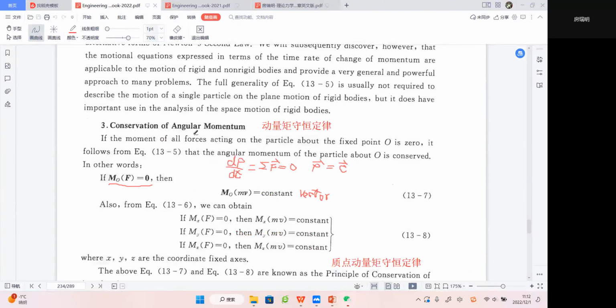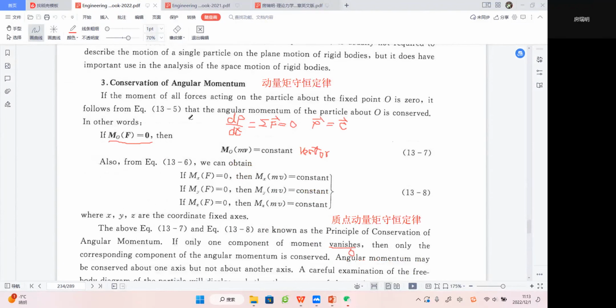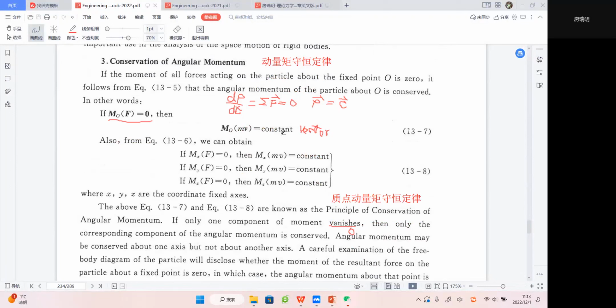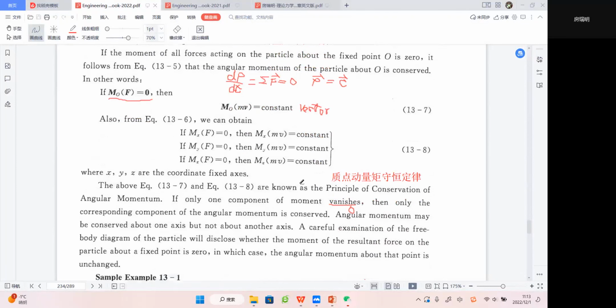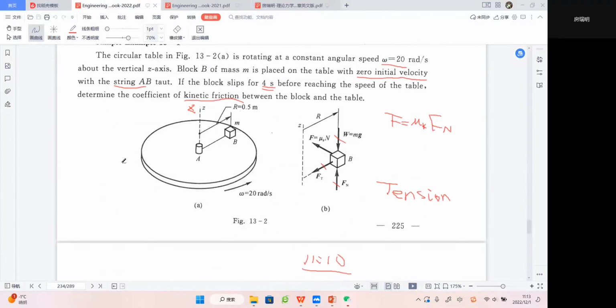The third one, the final of the first section, we talk about the conservation of angular momentum. I think this part is very easy to understand. It's just from the mathematical knowledge points. So if this one equals 0, then dp dt equals 0. The same is MOMV equals 0. So we have the so-called principle of conservation of angular momentum. And then we have an example.